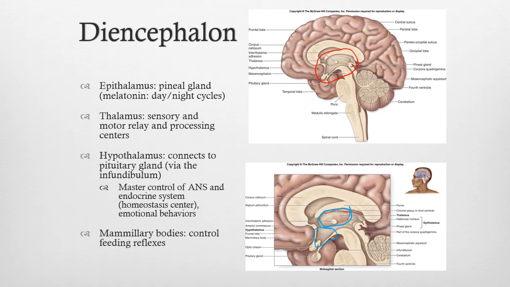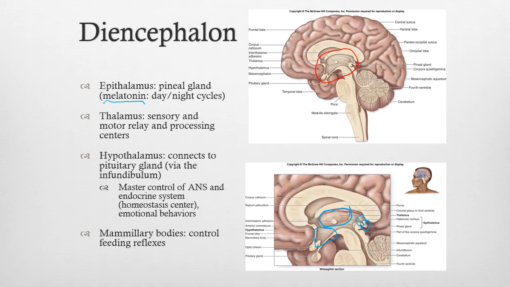The epithalamus is a small little region here towards the back. It does have a structure that sticks off of it called the pineal gland or the pineal body. And this little guy here is responsible for the production of melatonin. And so melatonin is a hormone that is important for our sleep-wake cycles. And so this is what helps us to determine when it's time to go to sleep, when it's time to wake up.